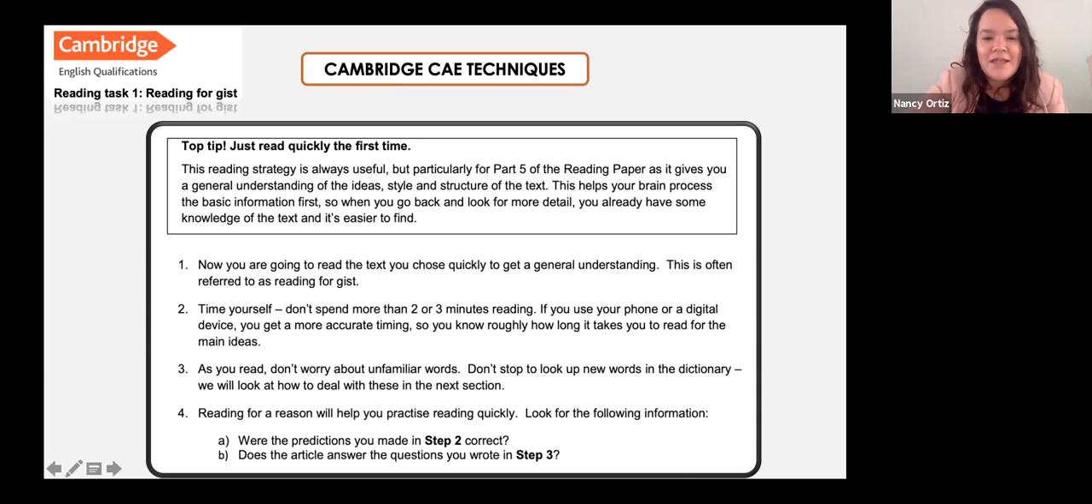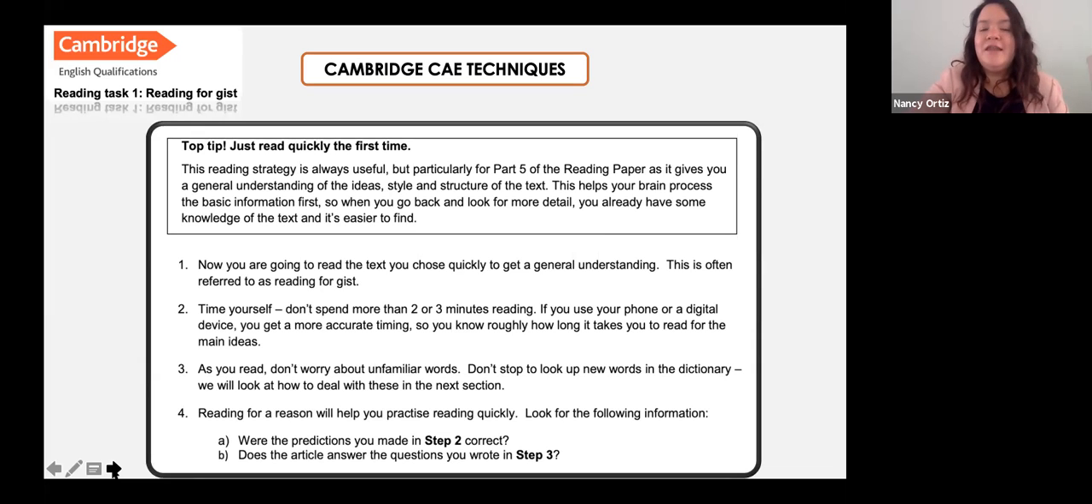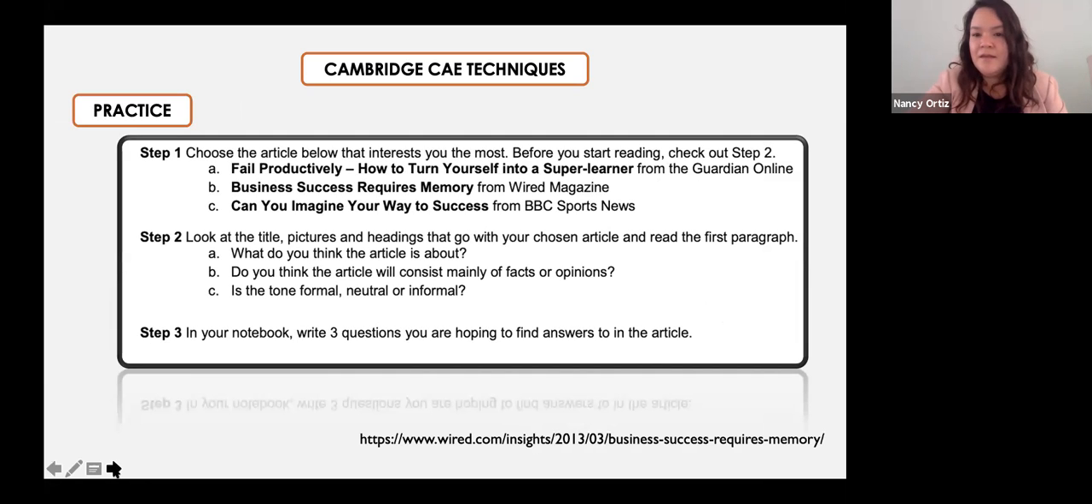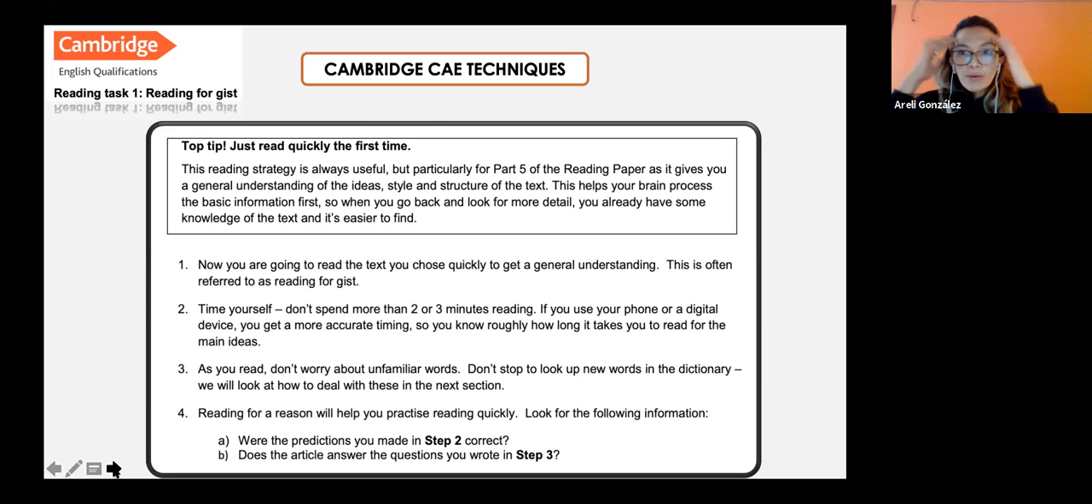Okay, so in general, you said the predictions were not correct. So what did you believe the article was about? No. Did you believe it was either fact or opinion? No. Neutral, informal, or formal? No. Okay. Now, did the article answer the questions you wrote in step 3? No. I think that in general, all the class, we were talking about memory, good memory for us or for people. And the article is about databases, right?